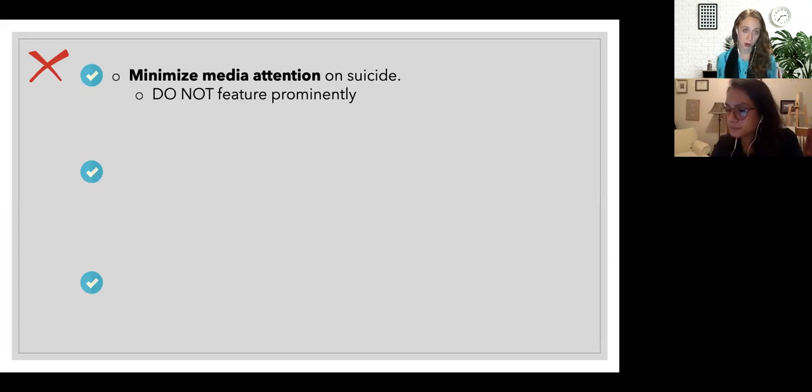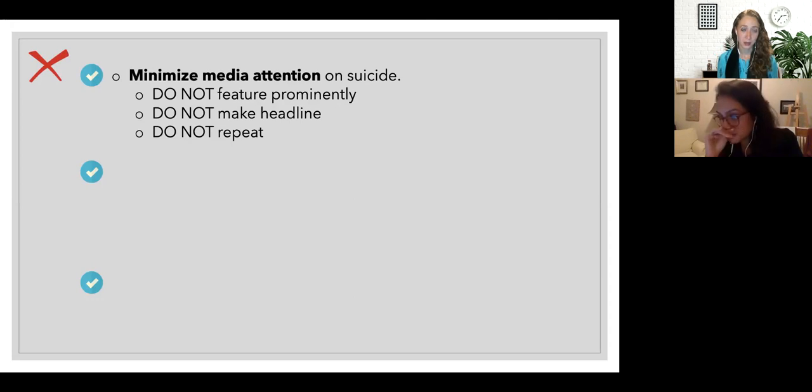What do we mean by prominence? We mean headlines and we mean repeating stories. So when they're published day after day after day, or if they're at the top of a page or if they're a main headline feature, that increases prominence, it highlights it, it draws attention. And again, all of those things are things that we would want to avoid as much as possible.